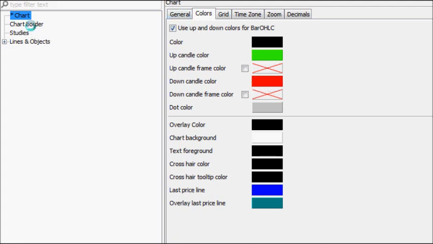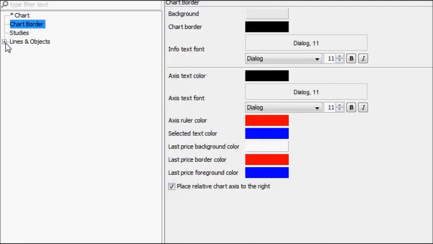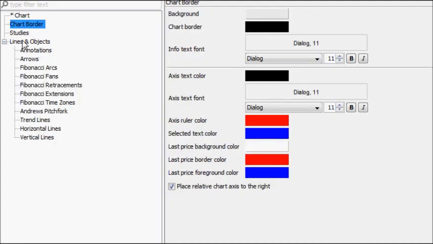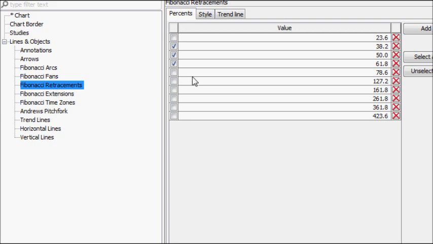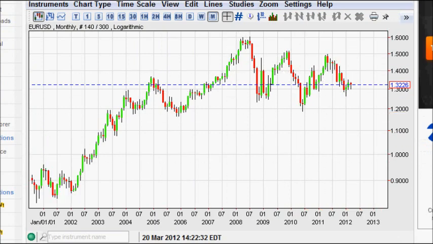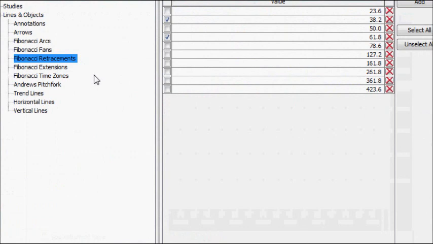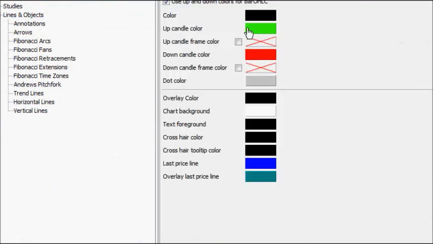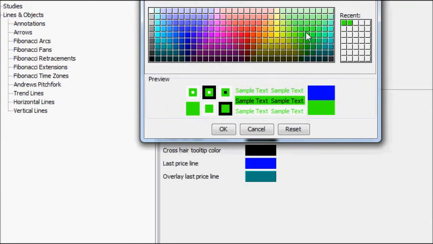And you can see on here, for example, lines and objects, Fibonacci retracements. I really don't need the 50% level, so we'll unclick on that, and there we go. Oh, I don't like that color green. So let me just fix that again, make it a little bit of a darker color. That's too dark. That should be good. That's a little bit better.